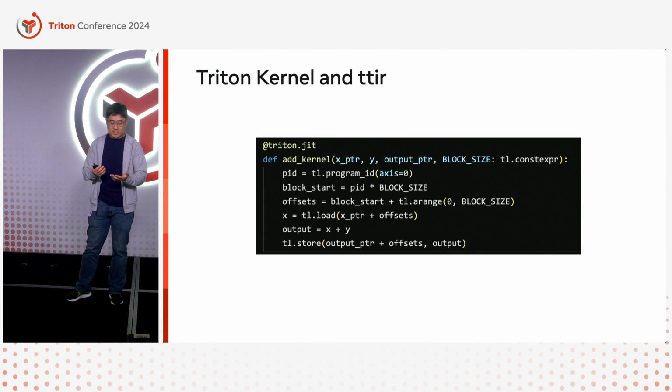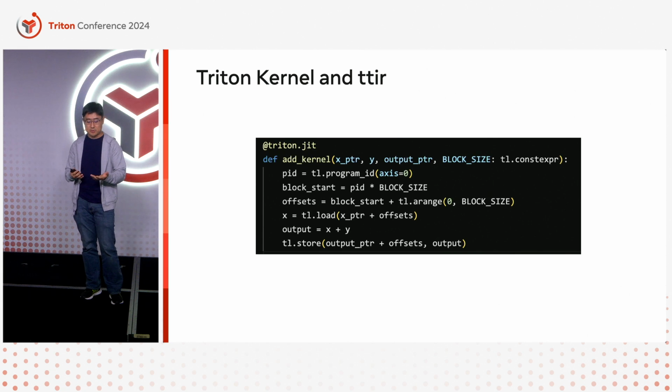So to load the data, we add the base pointer, x pointer, with the per element offset. That creates a tensor of pointers, and from that we can load the data. To actually perform the arithmetic operation, we simply say x plus y, and what we're doing here again is adding a vector of block size with a scalar value that produces our output, and we're writing that back into memory.